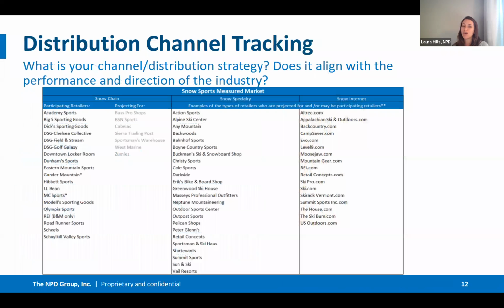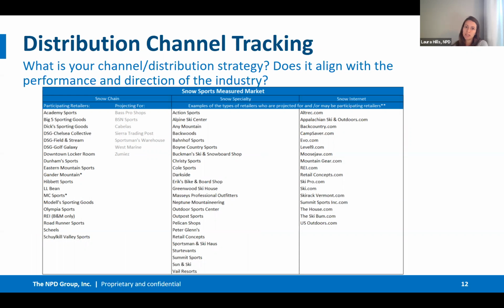Then the next step down from sizing and tracking total industry or total category sell-through is to analyze the size and performance of the individual channels of distribution within the industry. So how does your channel strategy align with the performance and direction of the industry? Are you applying the appropriate resources to your key partners in the key markets?